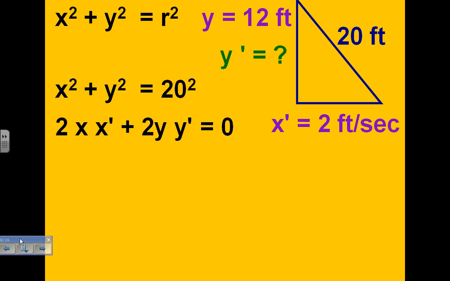So, x squared plus y squared equals r squared. No surprise there. I put in the 20 because it's not changing, right? Yep. So the 20 is not changing. The x and the y are. That's why I get this nice little derivative. 2x x prime plus 2y y prime equals 0. How you doing so far? Pretty good?